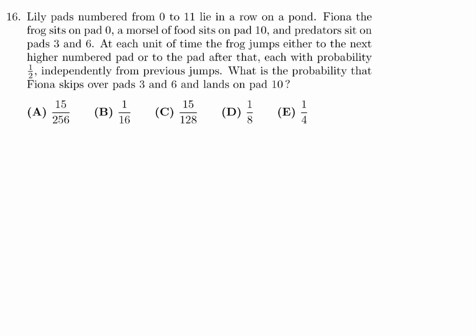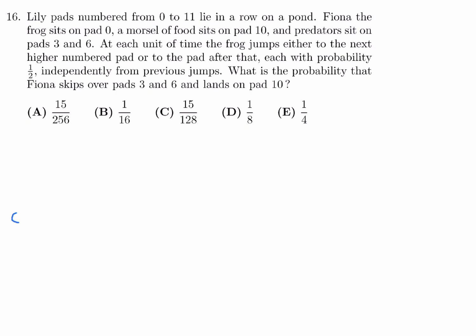Lily pads numbered from 0 to 11 lie in a row on a pond. Fiona the frog sits on pad 0. A morsel of food sits on pad 10. And predators sit on pads 3 and 6. At each unit of time, the frog jumps either to the next higher numbered pad or to the pad after that, each with probability 1/2, independently from previous jumps. What is the probability that Fiona skips over pads 3 and 6 and lands on pad 10?